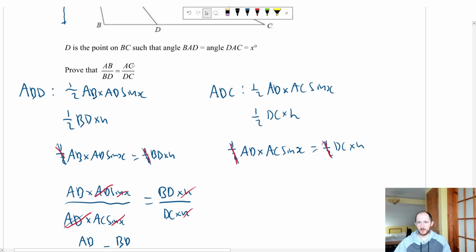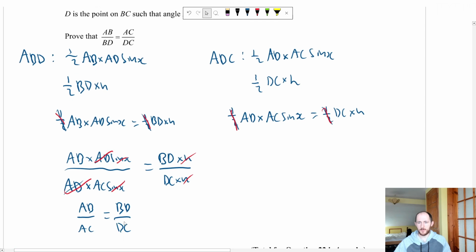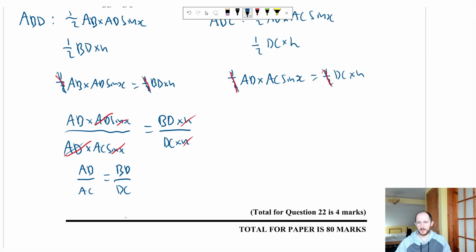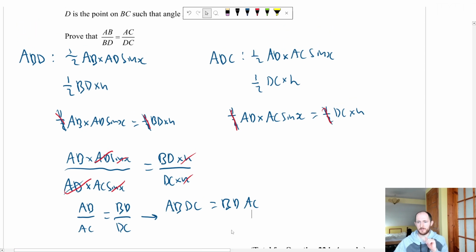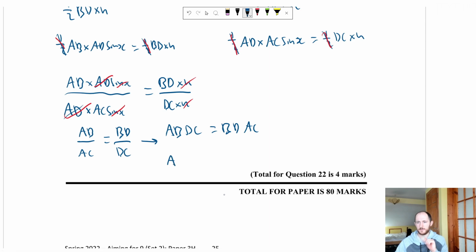Now all we're trying to do is rearrange this. So the AC needs to come up and the DC needs to come up and the other ones need to come down. So I'll do it in a couple of steps. So times both sides by AC DC, we get AB DC equals BD AC, and then divide both sides by DC BD, and then we're done. Equals AC over DC.